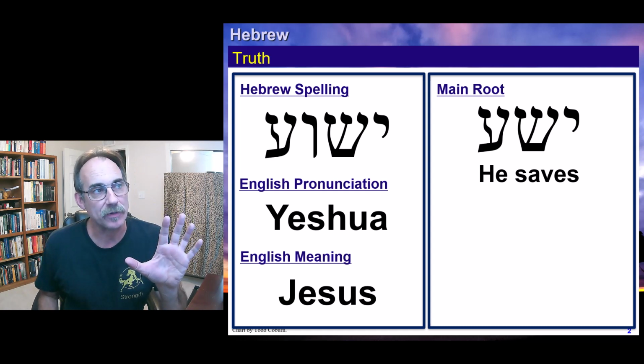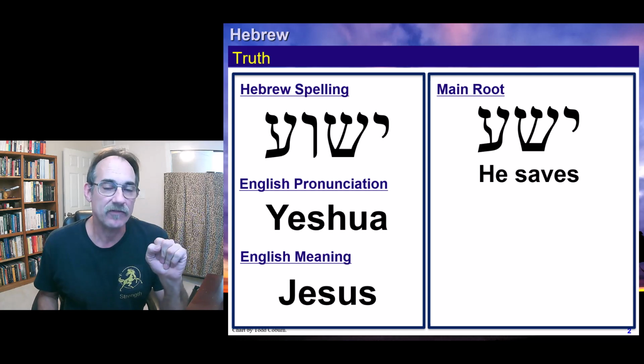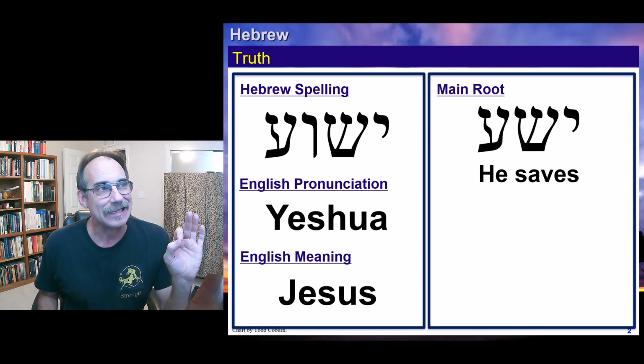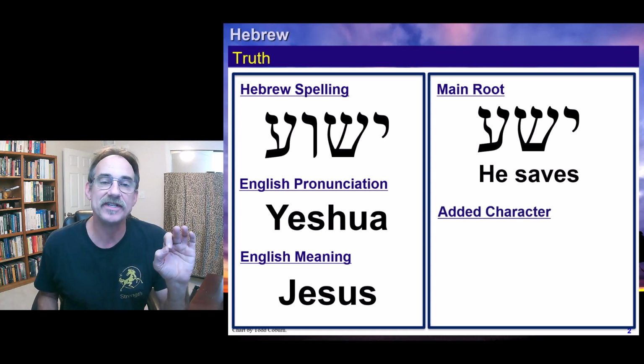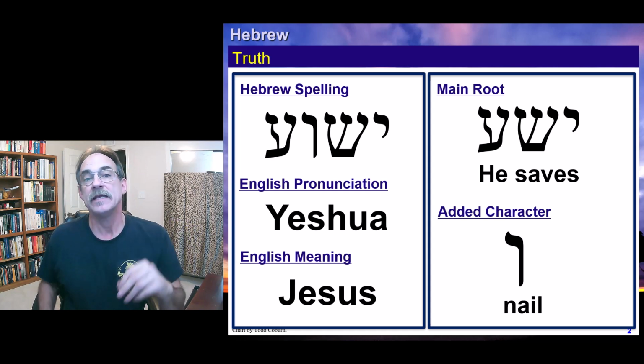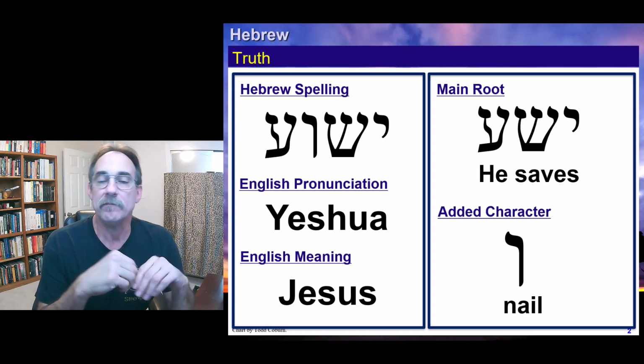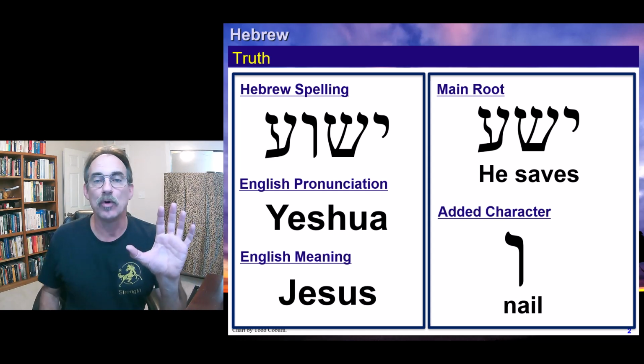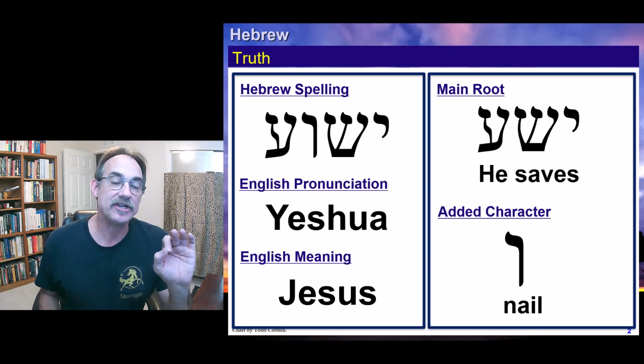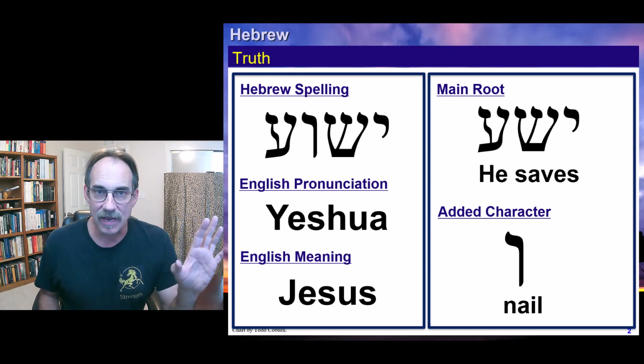Now if you look at these 3 letters, you'll notice we're missing one of the letters of the word Jesus or Yeshua. We've got the Yot, the Shin, and the Ayin, as you can see, are the first, second, and last letters, but we're missing the Vav. So this is that missing character, Vav, and that character means nail. In Hebrew, every letter has a meaning, and the word Vav means nail. So we've got the root he saves, and we've got an additional character meaning nail.